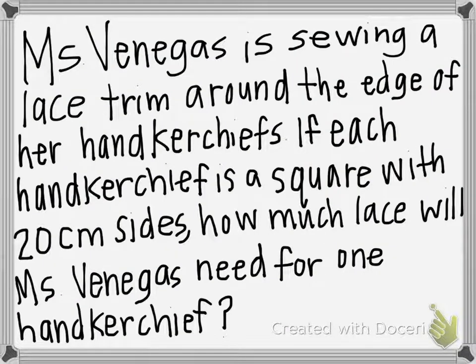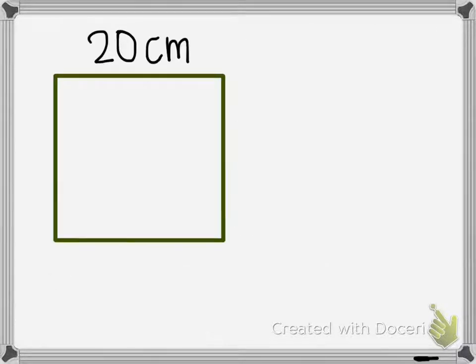Okay, here's a sample word problem. It says Miss Venegas is sewing a lace trim around the edge of her handkerchiefs. If each handkerchief is a square with 20 centimeter sides, how much lace will Miss Venegas need for one handkerchief? So this problem is the same as the first examples.